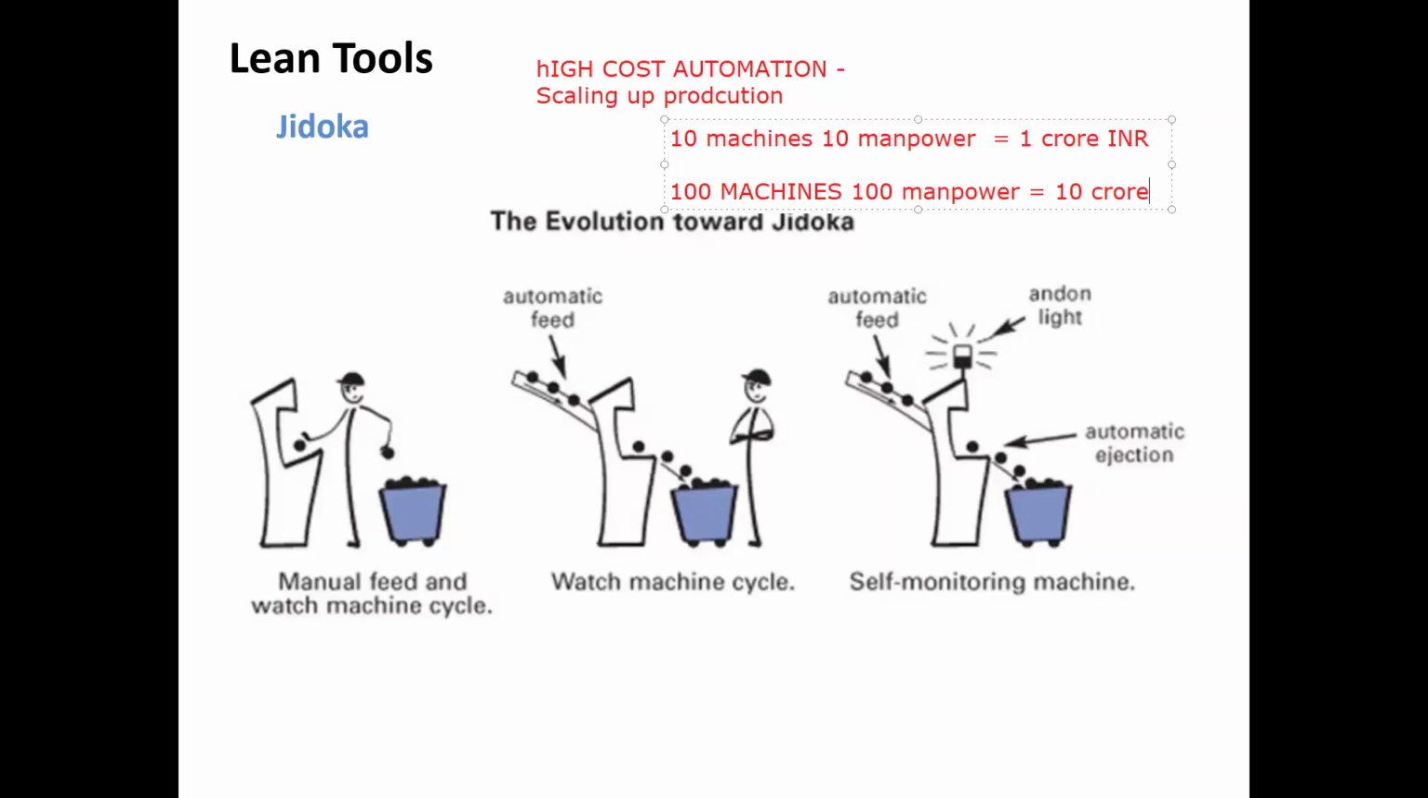So in that case, you will have to totally do the re-engineering of the process, and then you'll have to go for more and more automation, right? So that's where Jidoka will be helpful to you. Jidoka is also called the high cost automation, also called automation with human touch. So I'll just explain how the concept of Jidoka has evolved over a period of time.